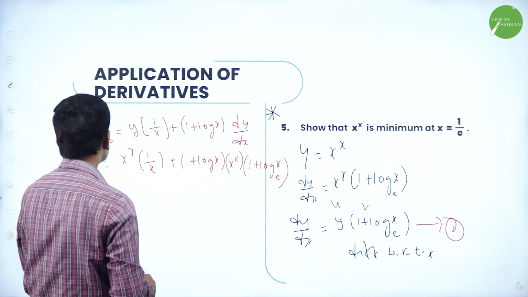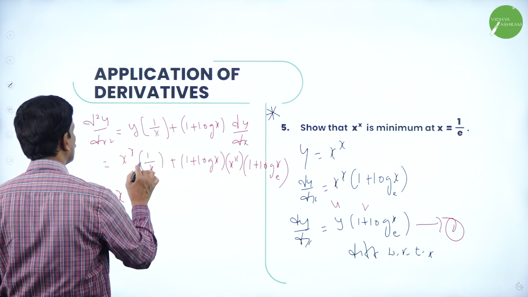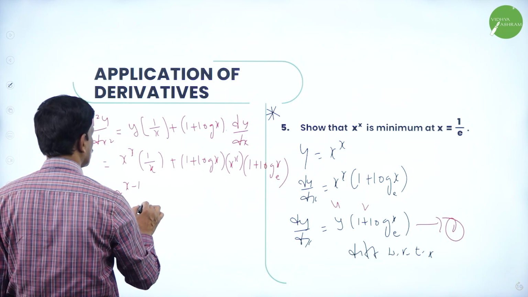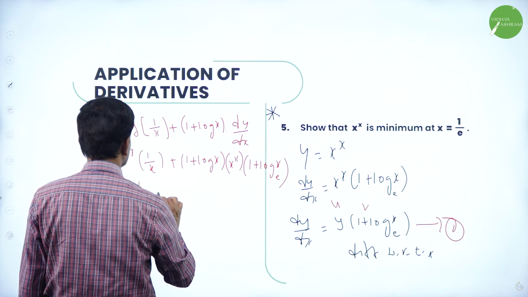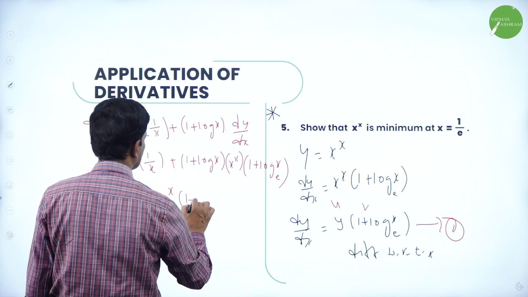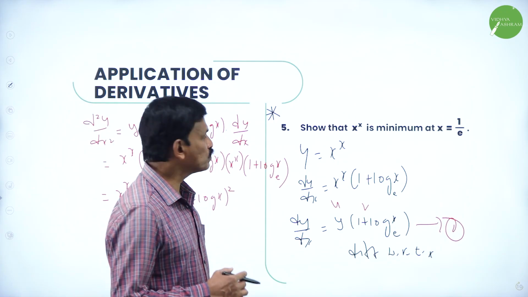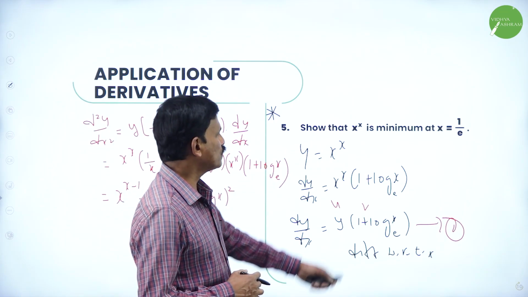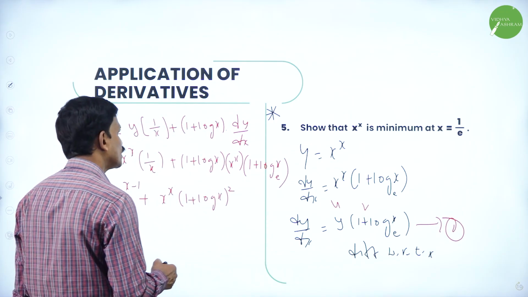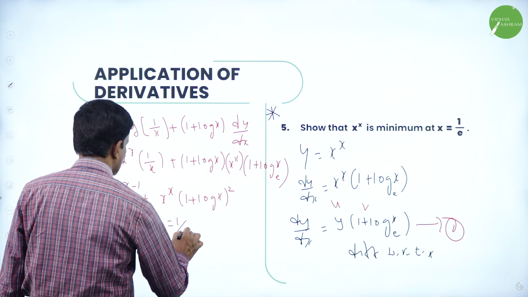Now this can be written as x to the power of x minus 1, plus x power x into (1 plus log x) into (1 plus log x), which is (1 plus log x) the whole square. Right. Now what is to prove? Show that x to the power of x is minimum at x is equal to 1 by e. Now put x is equal to 1 by e here.